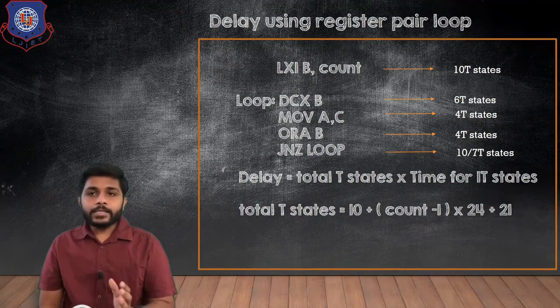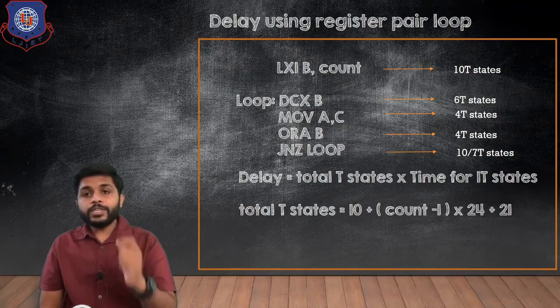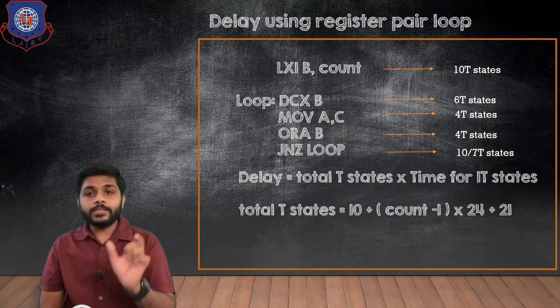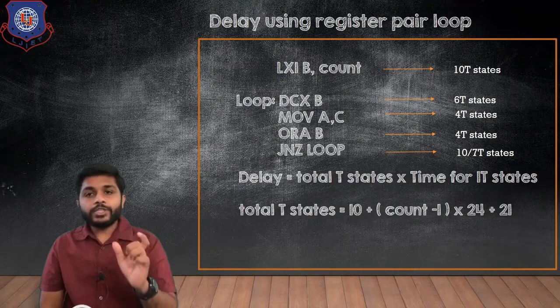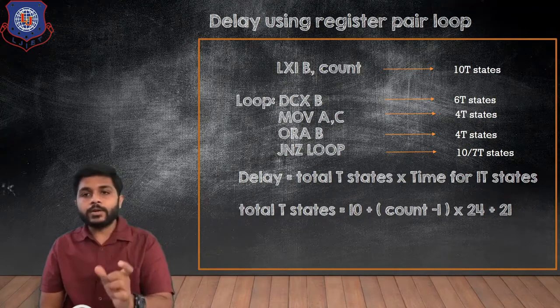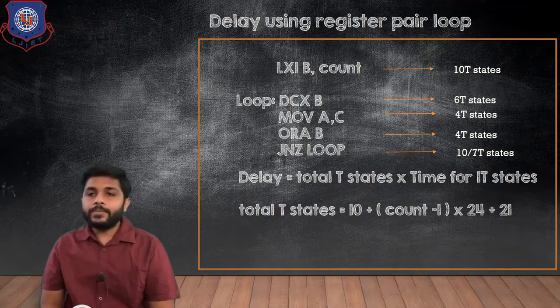So you can clearly understand that if we generate delay using the register pair, because the size of the register pair is 16-bit, we can get a larger amount of delay. And if we generate delay using a single register, the size of the single register is 8-bit, so we will get a smaller amount of delay.